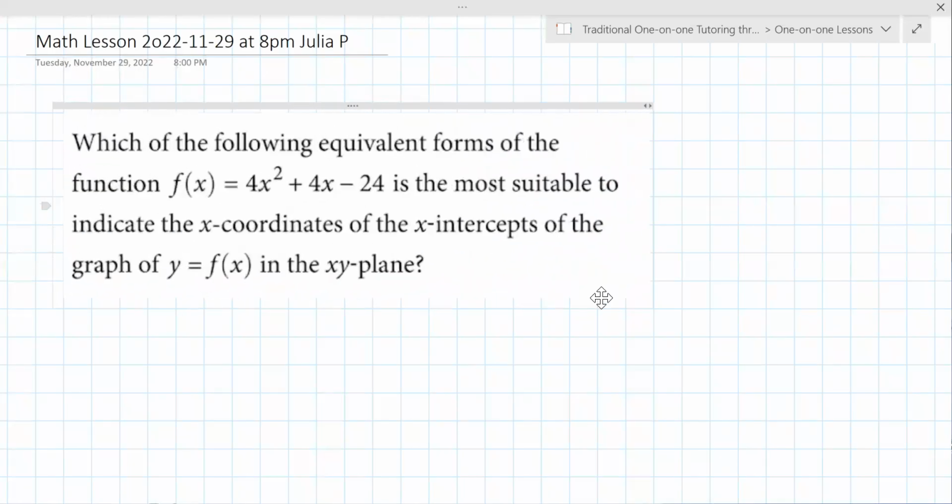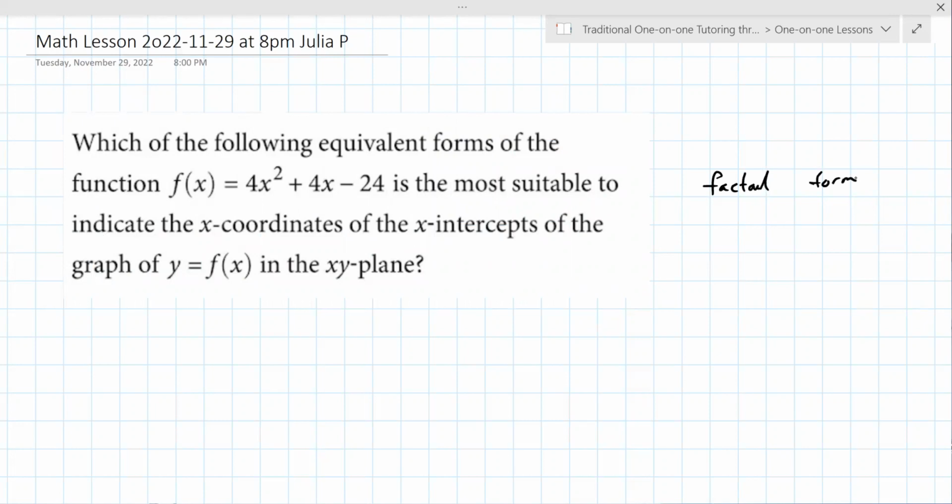All right, here we go. So it says, which of the following equivalent forms of the function f of x equals 4x squared plus 4x minus 24 is the most suitable to indicate the x coordinates of the x-intercepts of the graph of y equals f of x in the x, y plane? So they're basically asking for what's called factored form.